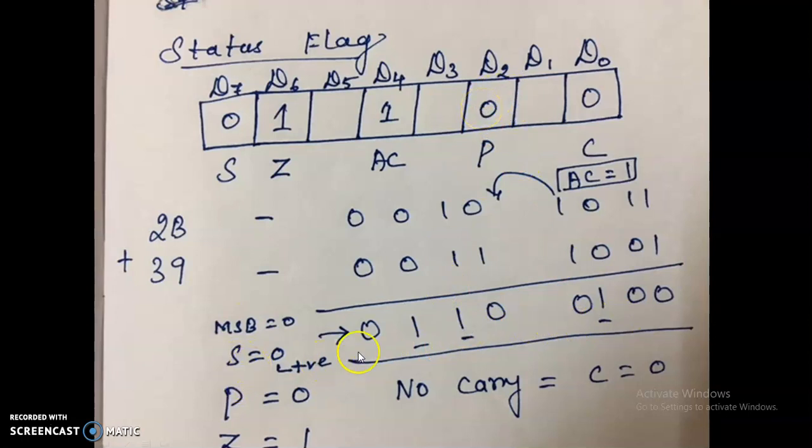And then the sign flag. If the most significant bit, that means the last bit, the 7th bit, is 0, the sign flag is set to 0, that is a positive number, so I place 0 here. And then the zero flag. After adding these two numbers, the output is not all 0, so I put Z equal to 0. If all bits are 0, the zero flag is set to 1.